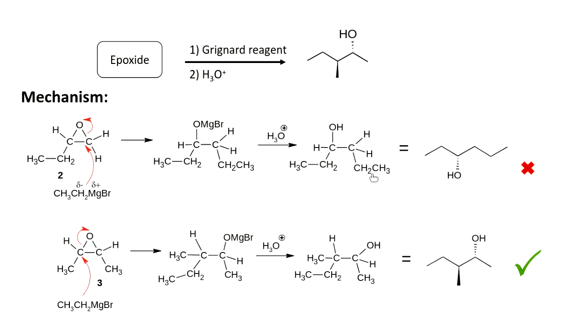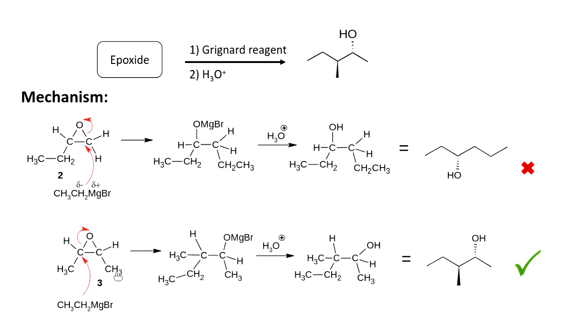So I've redrawn the product using a line diagram so you can see the comparison with your desired product. And you can see that this will not give us the desired product. If we use option 3, which is a symmetrical epoxide, it doesn't matter which side the Grignard attacks because they are equivalent.